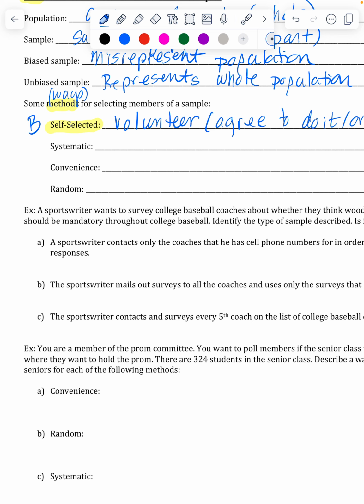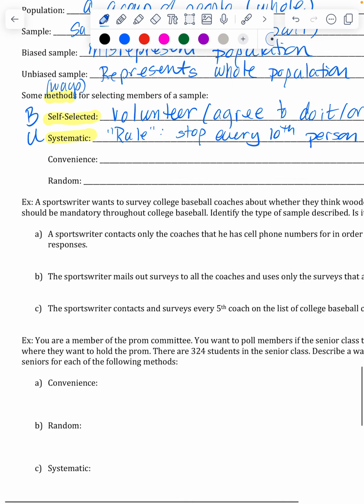Systematic is exactly that. There's a system to how you collect the data, so there's some kind of rule that you set. So maybe you're going to stop every 10th person, or whatever you want it to be. You're going to stop every 10th person, and that's going to be how you collect your data, or every other person, or whatever it's going to be. And that one's going to be a lot less biased because you don't know that every 10th person is going to feel the same way.